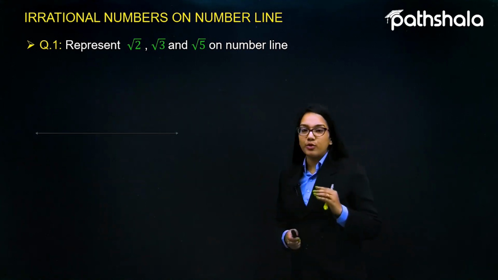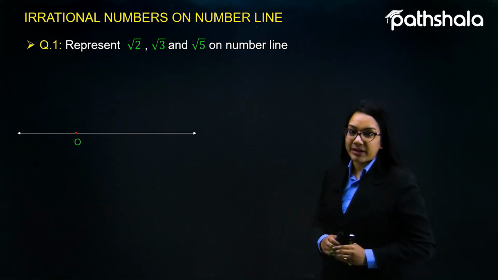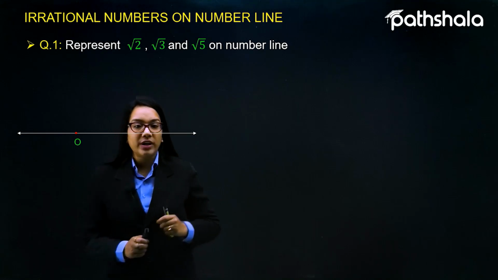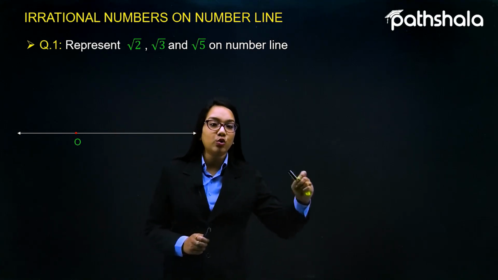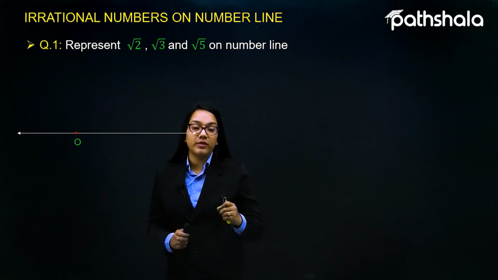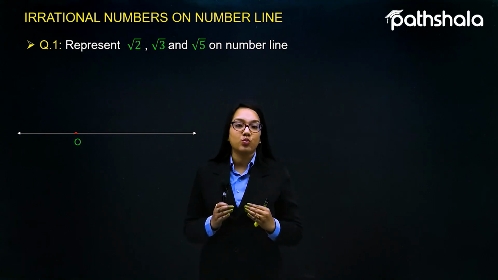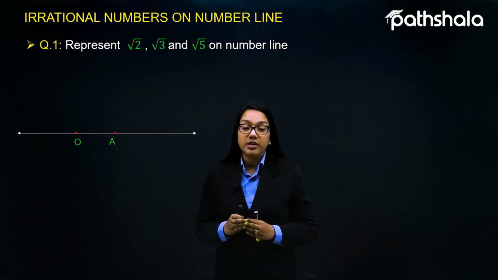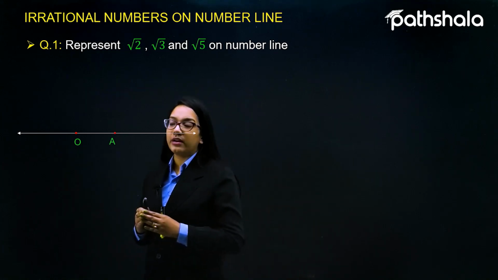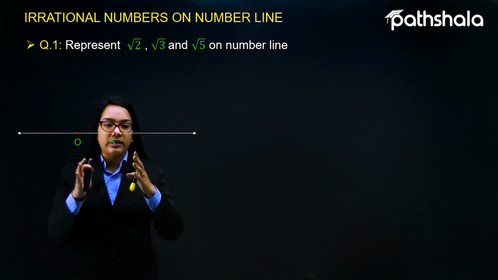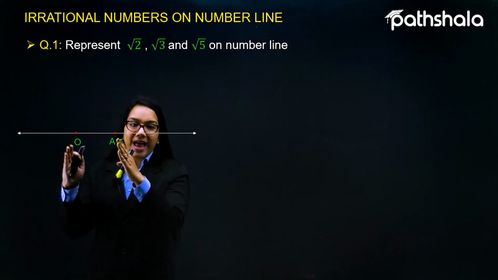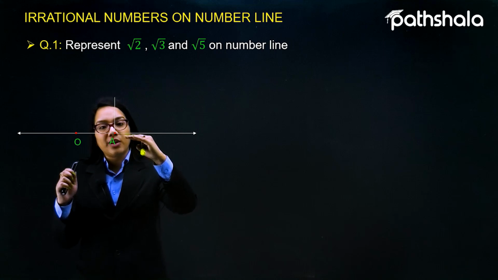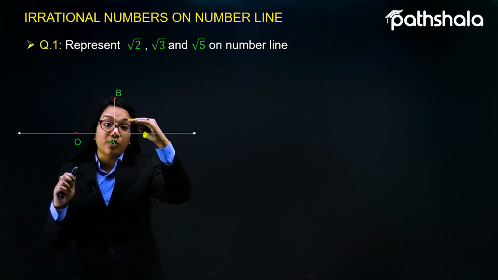So let's start the construction of root 2, root 3, root 5 on the real number line. First of all, we take this number line and any particular point O on it. In order to represent root 2 on the number line, we always have to take the base as 1 unit. Always remember, 1 unit is nothing but 1 centimeter. Using the scale, I am taking OA as 1 centimeter. Again, we take the perpendicular AB as 1 centimeter.